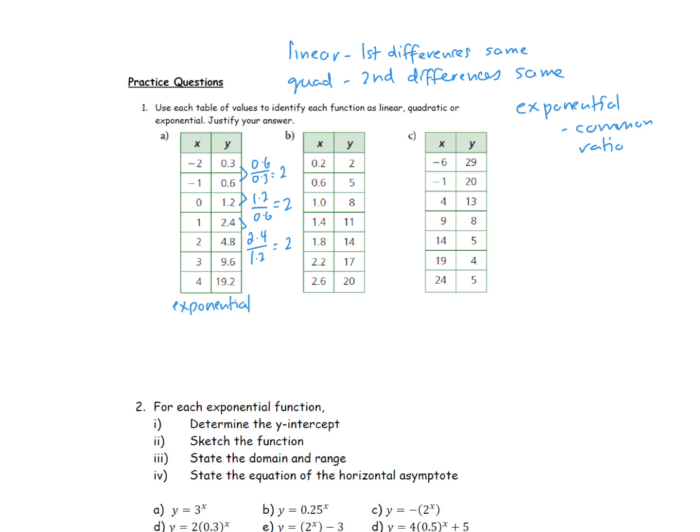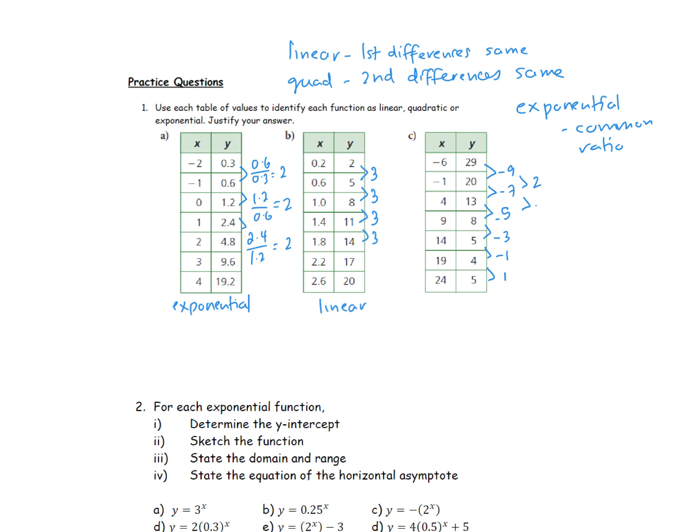Go to the second one. I'm going to do the first differences first. It's going up by 3, it's going up by 3, it's going up by 3, and so on. So this means that since the first differences are the same, it is linear. Okay, let's check this one. Going down by 9, going down by 7, going down by 5, going down by 3, going down by 1, going up by 1. So the first differences are not the same, so I'm going to try the second.